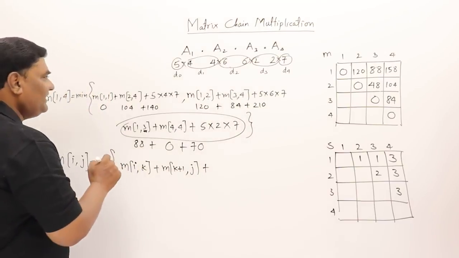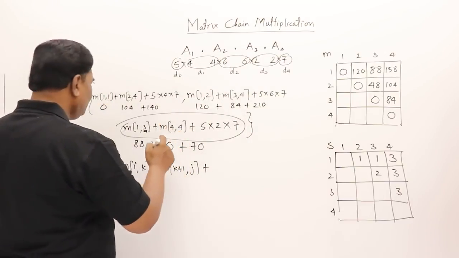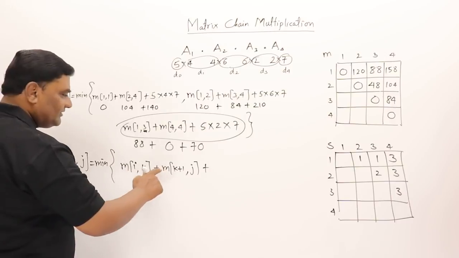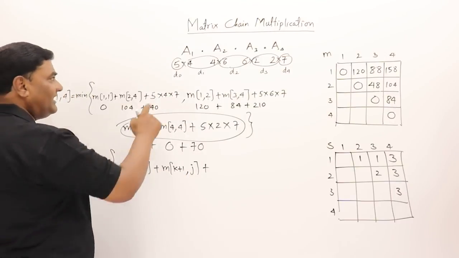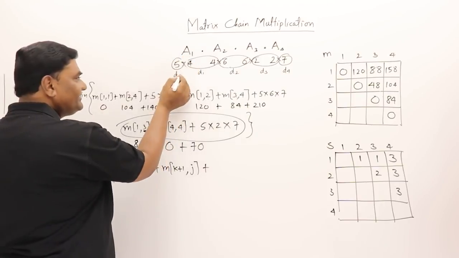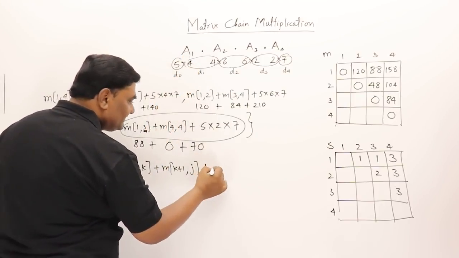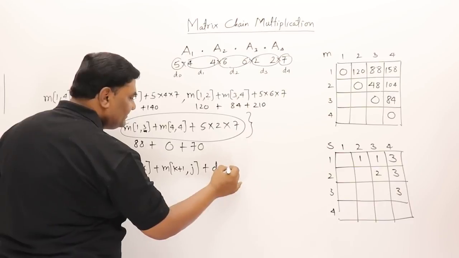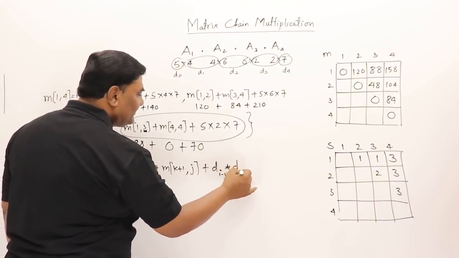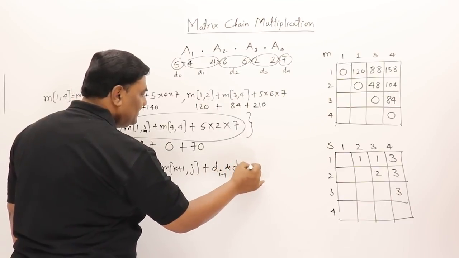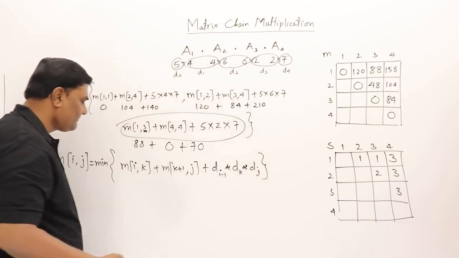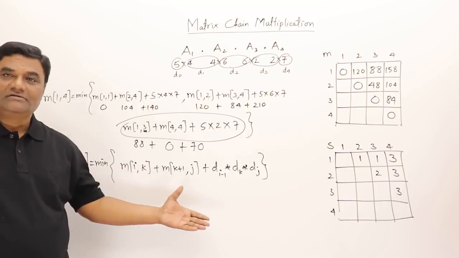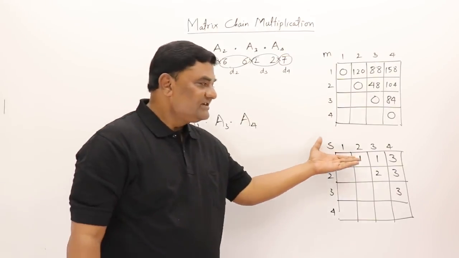So when I am multiplying the matrix, that is i to k, k plus 1 to j, I should take i. So if i is this matrix, then I should take this one, i minus 1. So this is d of i minus 1 into d of k into d of j. This is the formula.